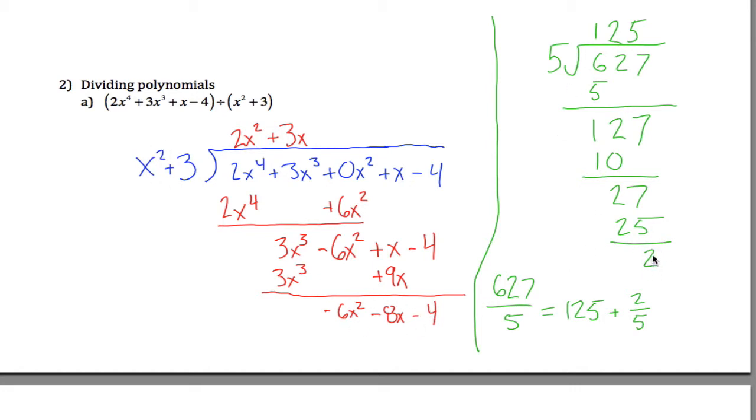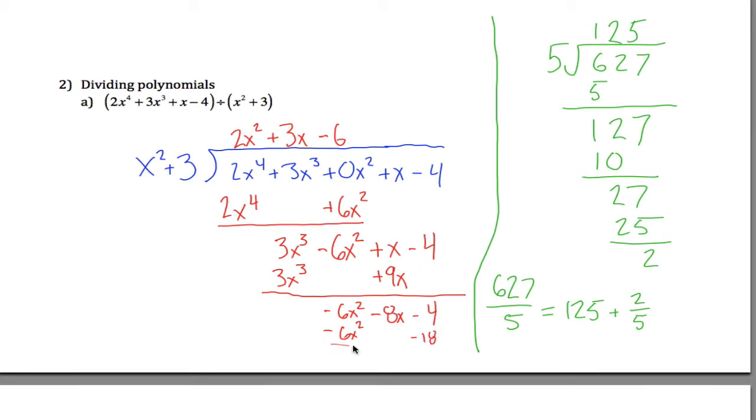Continue to repeat until you get a number down here like 2 that's so small you can't put any 5s into it. So I can do this again. I want to get rid of negative 6x squared. Let's put a negative 6 here. Why negative 6? Because negative 6 times x squared gets me the desired negative 6x squared that goes right here. Negative 6 times 3 is negative 18.